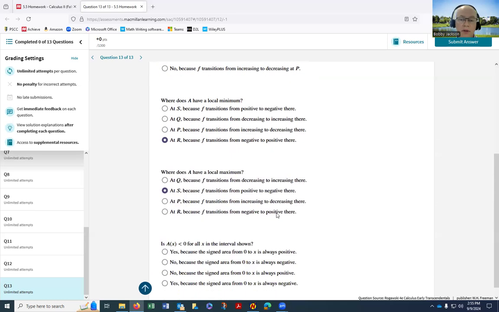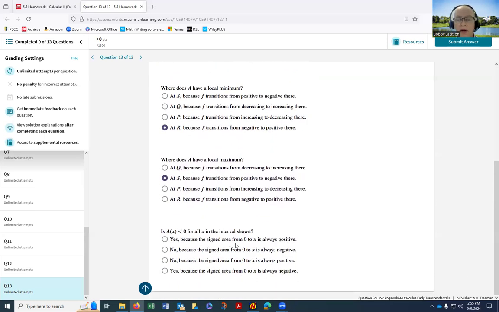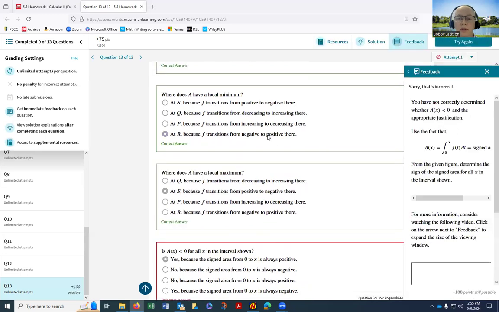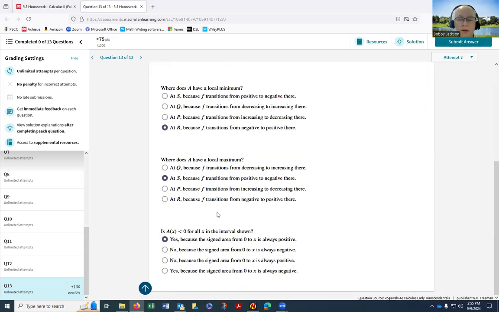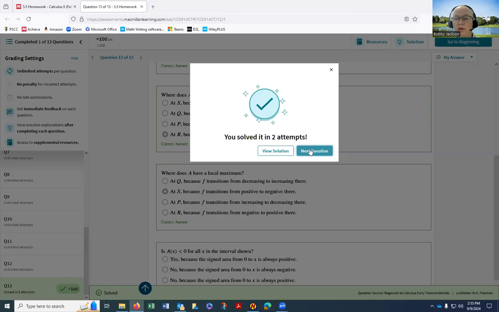And so the answer is yes, because the signed area from 0 to x is always positive. Okay, so I'm going to submit my answer. Well, I've messed up. Oh, I said always positive. Sorry. It was always negative. Good thing I checked that. So now I'll have to try again, and I will change my answer to yes because it's always negative. Submit my answer, and I solved it in 2 attempts.